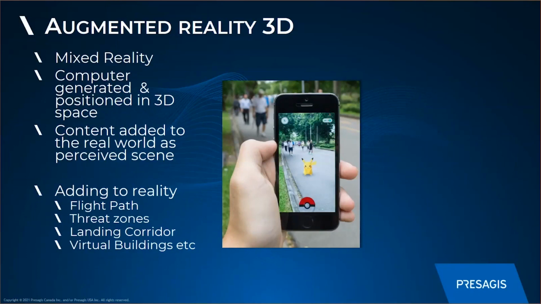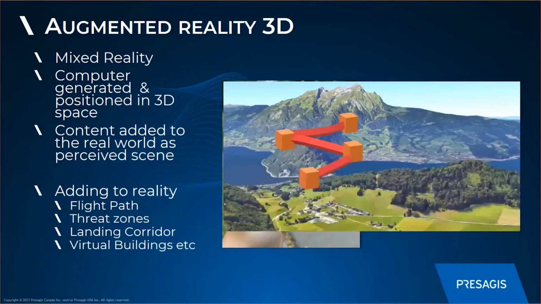Why do we want this? What's the benefit for this? What it does is add to reality. So it gives us the ability to show things like flight paths, and instead of a 2D representation, show it with 3D height, position, all of that in front of us in a 3D space. It can also show things like threat zones, or we can look at landing corridors.